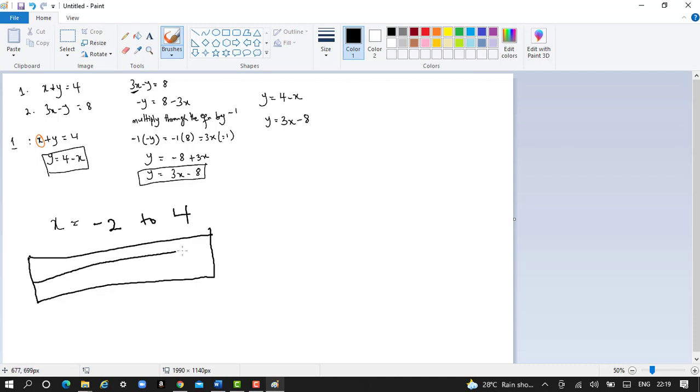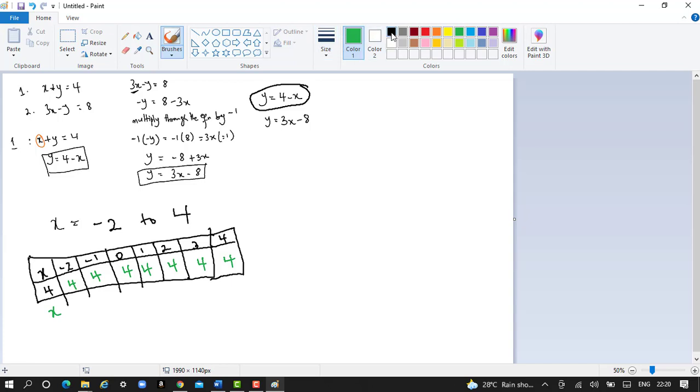So with a table like this, we're going to get our x here: negative 2, negative 1, 0, 1, 2, 3, then our 4 here. If you have to work with the first equation, which is y equals 4 minus x, we'll put our 4 here. Here is a constant value, so we'll be repeating the 4, 4, 4, 4 here. Then the next one, we'll put our x there.